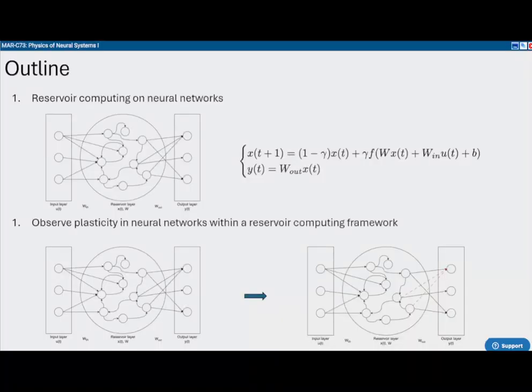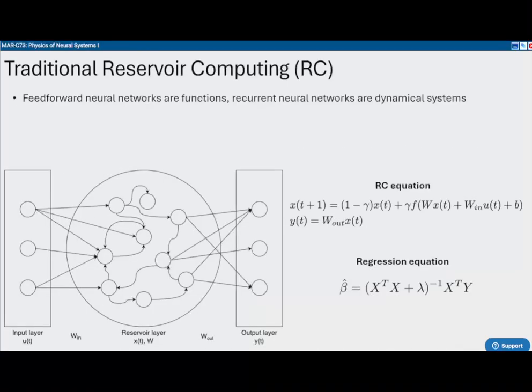Okay. So just an outline of what I'll be talking about. First, what reservoir computing is, and then also how we can do that on living neural networks, as well as the goal, which is to study plasticity in neural networks with that reservoir computing framework on a more network scale.